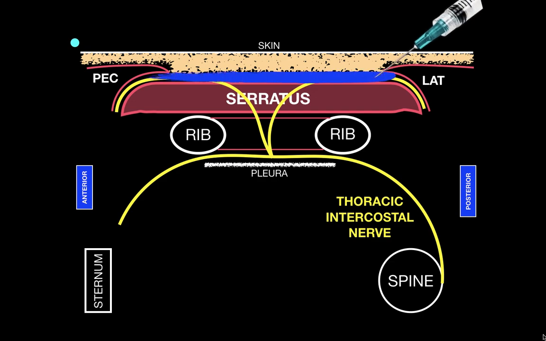And so in an in-plane approach, you'll introduce your needle just above the serratus, and ideally in between the latissimus dorsi and the serratus is the best place to see the fascial plane. That said, as this diagram shows, the serratus is the muscle belly that lies above the rib. And so if you can't find the lat, simply identifying the serratus muscle as the muscle belly above the rib and the fascial plane on top of that will allow you to find the correct location.